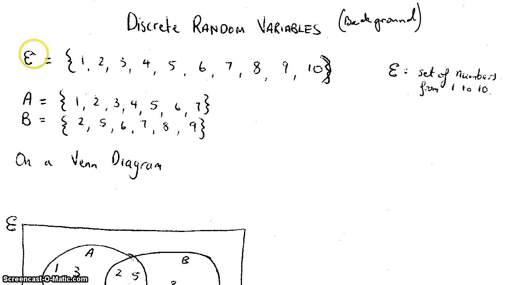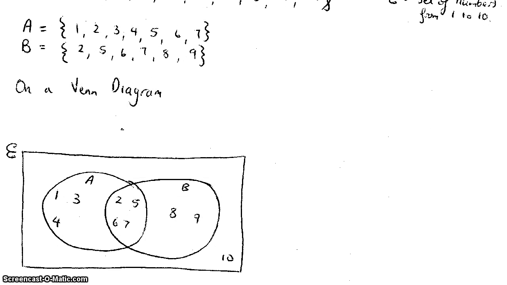So if we've got this E looking thing here, that's the universal set, so that's all of the numbers that exist. For example, I'm saying that all the numbers that exist are all the numbers between 1 and 10. I'm showing you Venn diagrams. Now if I've got A, and A is the set of 1, 2, 3, 4, 5, 6, 7, and B is the set 2, 5, 6, 7, 8, 9, I'm going to draw both of those on a Venn diagram. And it looks something a little bit like this.